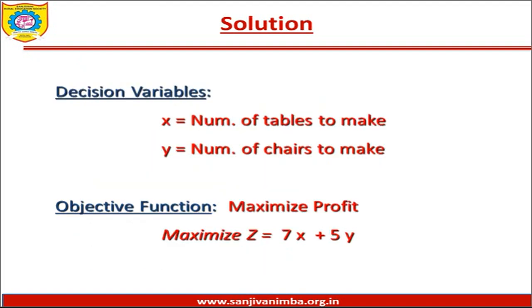Now we note, we have to identify the number of units of tables to be manufactured and number of units of chairs to be manufactured with a view to maximize our profit. So our decision variables are X, which is number of units of tables to be manufactured, and Y, that is number of chairs to be manufactured. Secondly, on the basis of these decision variables, we can develop our objective function.